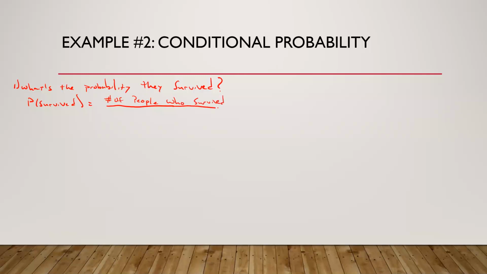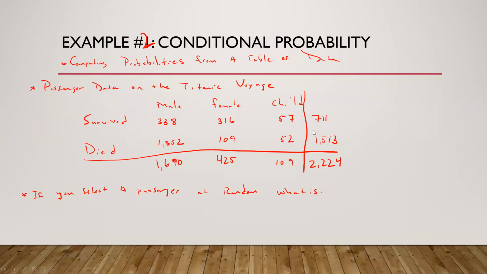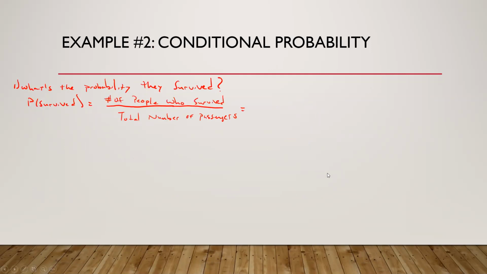It's going to be the number of people who survived divided by what? What are you going to divide this by? The total? Yeah, the total number of passengers. Yep, and Jamie has the answer in the chat there. So if you just look back here, it looked like there were 711 people who survived, and there were 2,224.